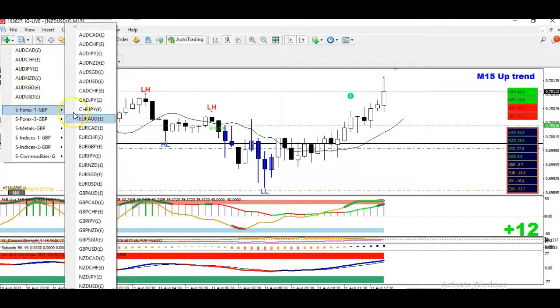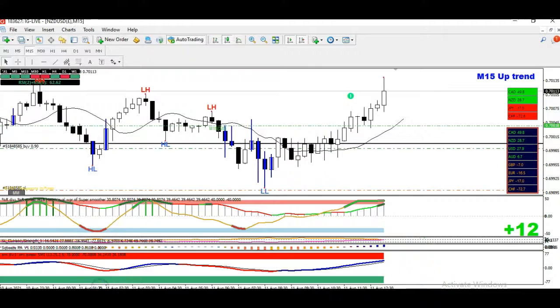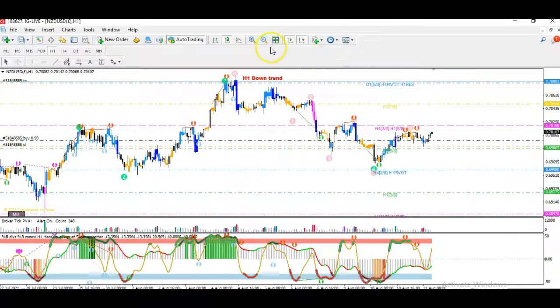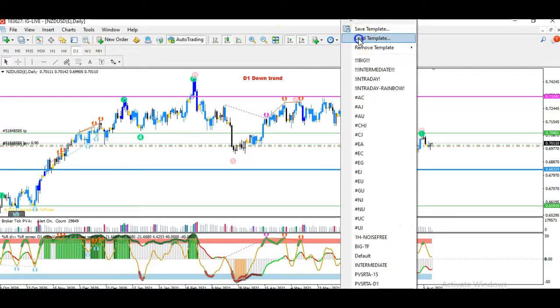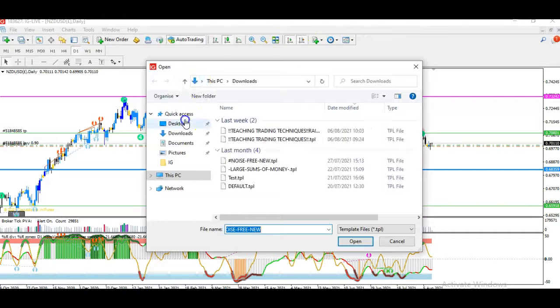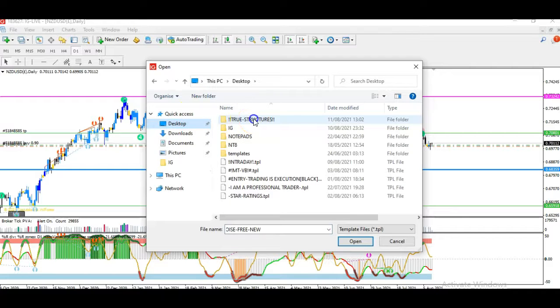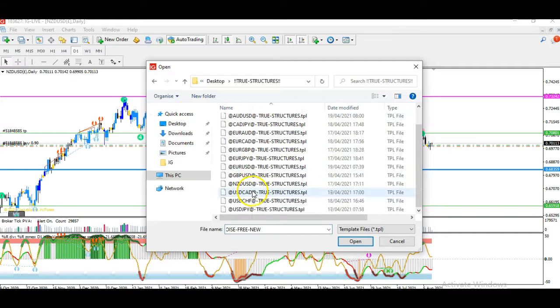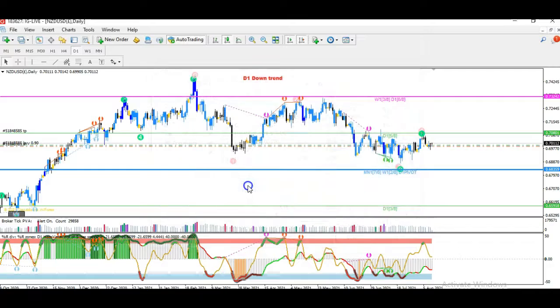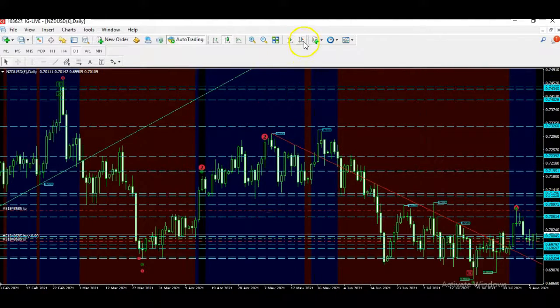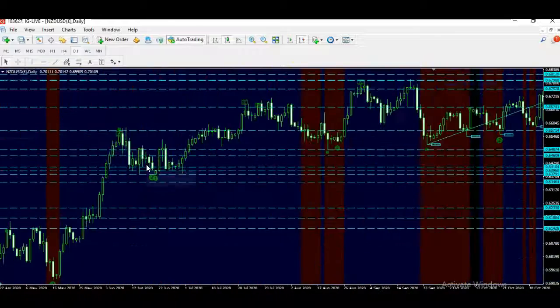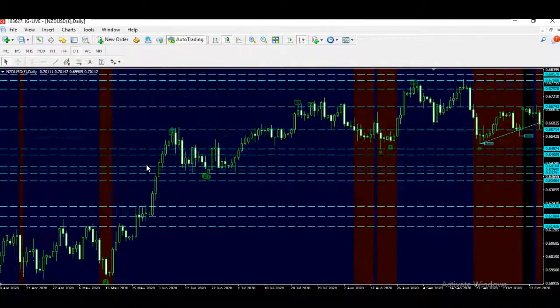to load the true structures. Okay, I'm looking for the daily chart. Load templates. Looking for New Zealand. Okay, there we are. This here is what you have to do.